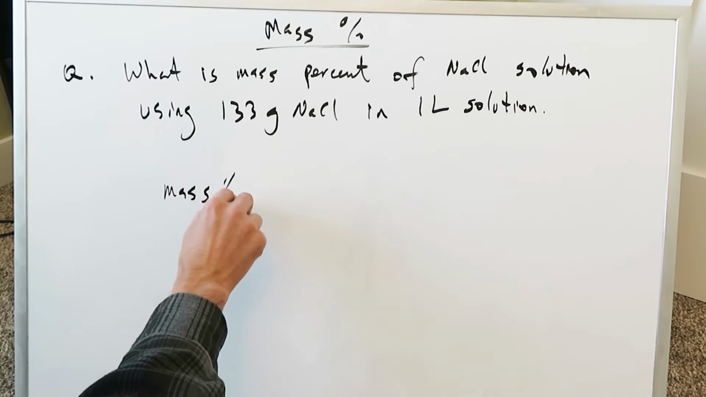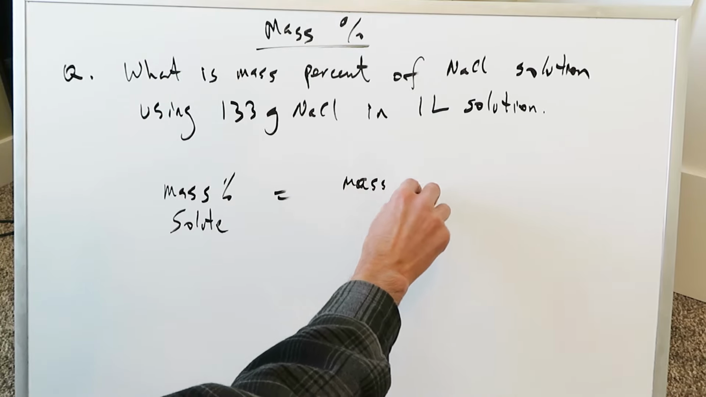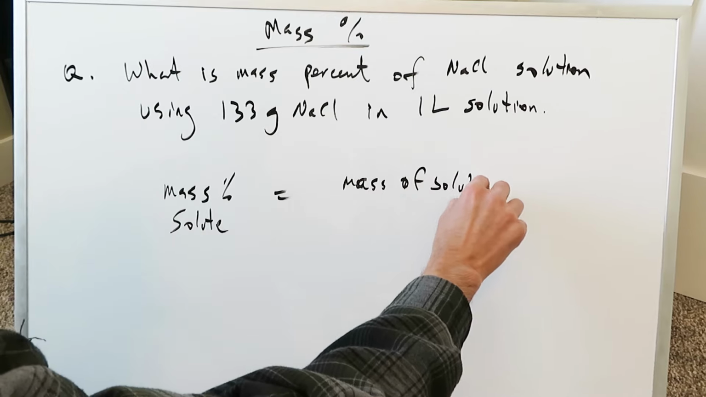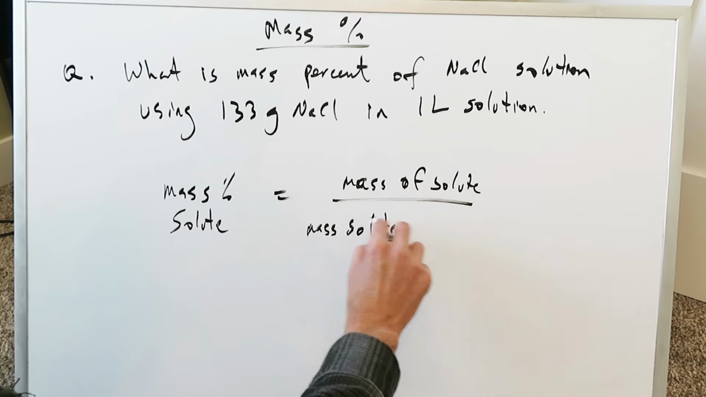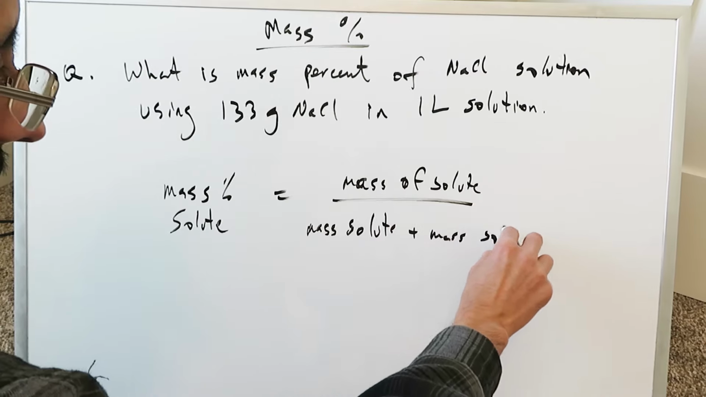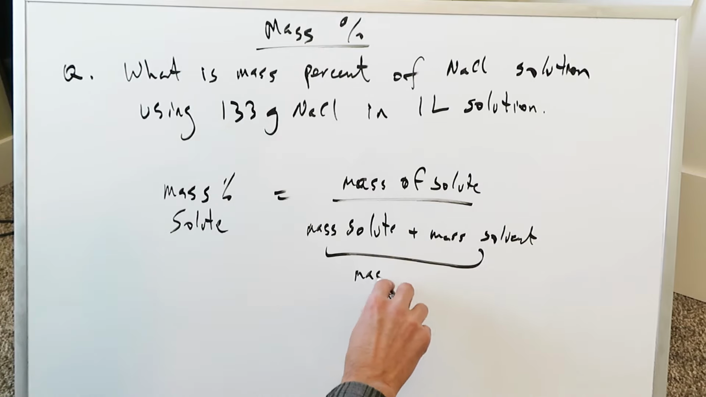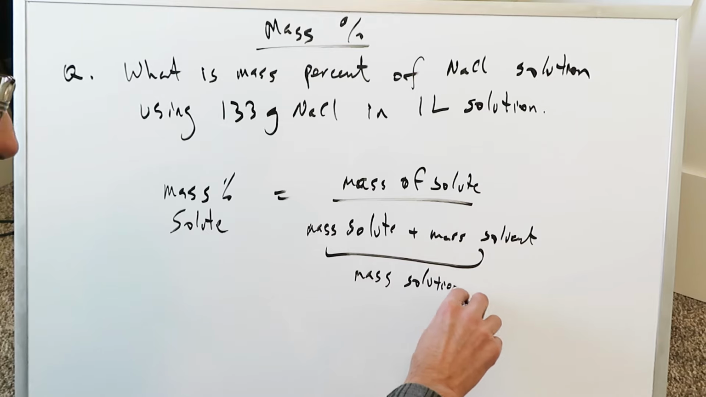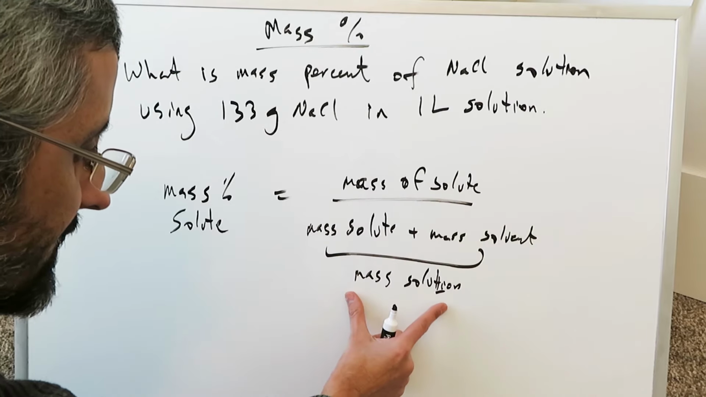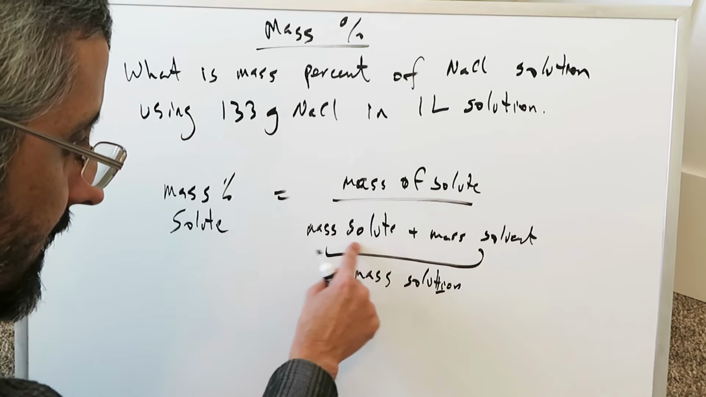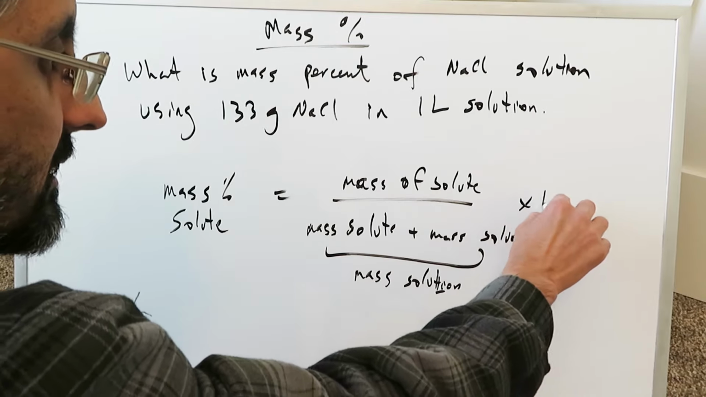Let's look at that. Mass percent of a solute is equal to the mass of that solute in grams, divided by the mass of solute plus the mass of the solvent. It's an easy formula. The solvent is the item into which the solute is dissolving, but notice here the denominator is also equal to the mass of solution, because the solution is made up of a solute plus a solvent. So the mass of solute divided by the mass of solution, or mass of solute divided by mass of solute and mass of solvent, will give you the mass percentage when you multiply it by 100.